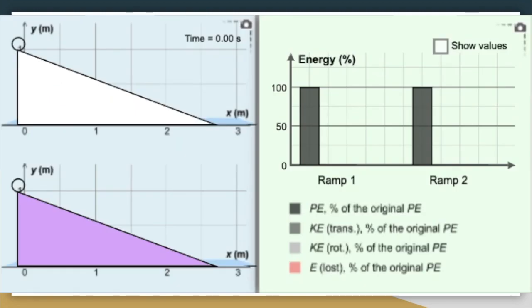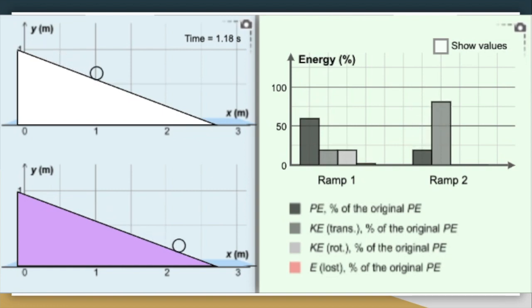A good way to think about this is that the sliding object takes all of its potential energy and transfers it into kinetic, where the rolling object takes all of its potential energy but splits it up between its translational and rotational kinetic energy. Since its energy is split up, it is not going to have the same translational kinetic energy as the sliding object. It's going to have much less, and because it has much less translational kinetic energy, it's going to be moving slower at the bottom, meaning that it's going to take longer to reach the bottom than the sliding object.